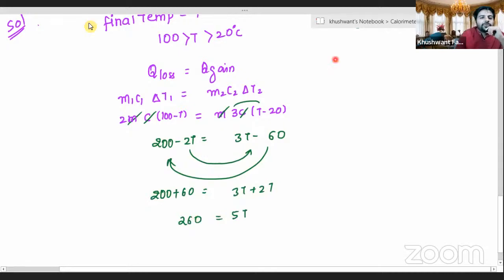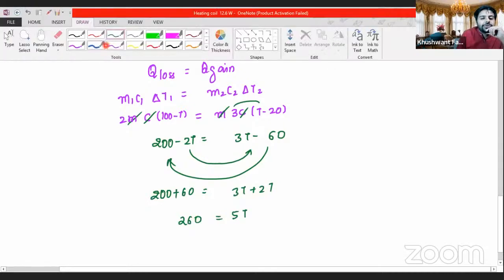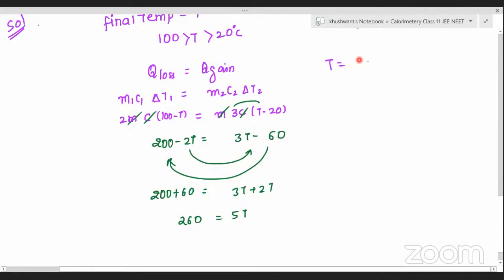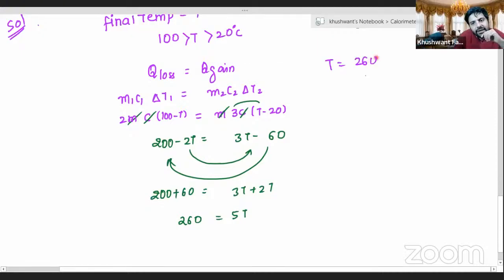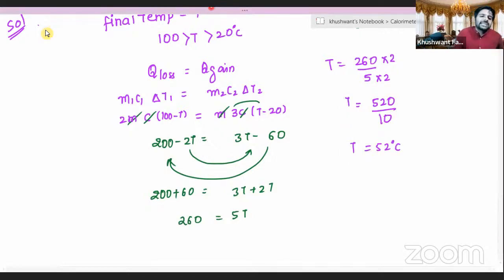Therefore, what is T equal to? T is equal to 260 by 5. So what is 260 by 5? Suppose if we don't know, multiply numerator and denominator by 2. Now 260 into 2 we can easily calculate as 520, divided by 10 is 52 degrees Celsius. Easy? Yes. Let's quickly discuss this, everybody.